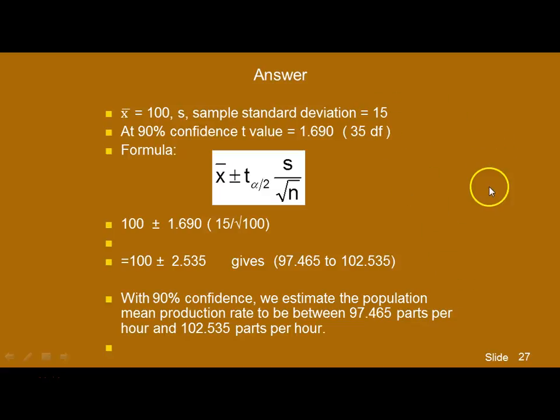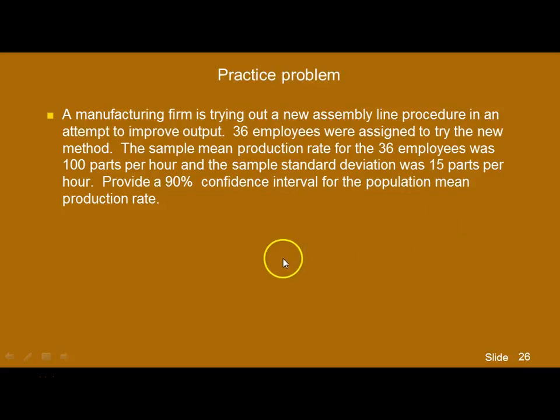By the way, let me back up for just a moment. One important thing about this problem is notice that the only thing in this problem that tells you to use the t-distribution formula rather than the formula with z in it is that you do not have the population standard deviation. You only have the sample standard deviation. So you have to look at the problem carefully and ask, do I know sigma or do I only know S?